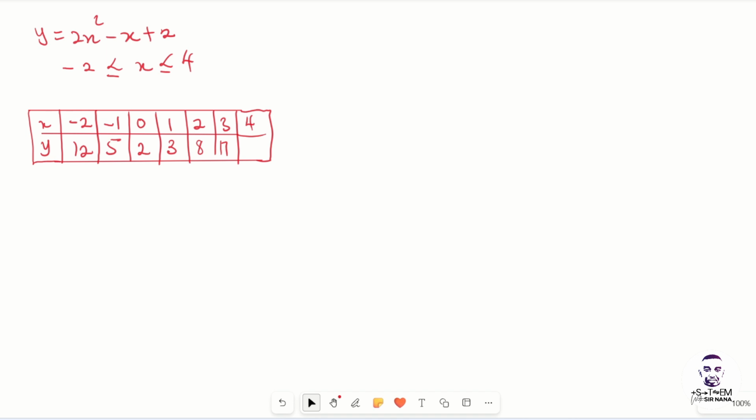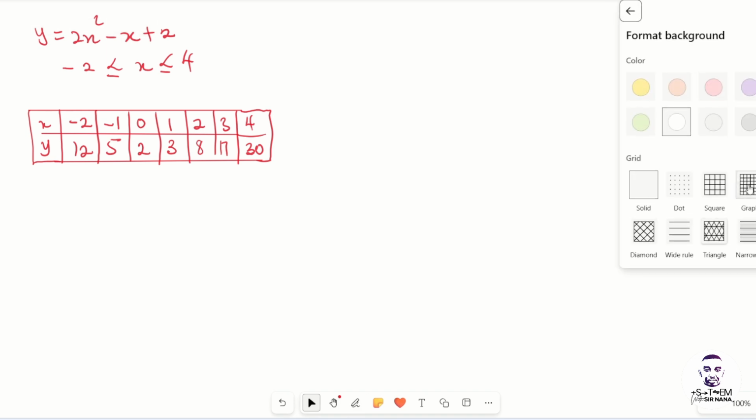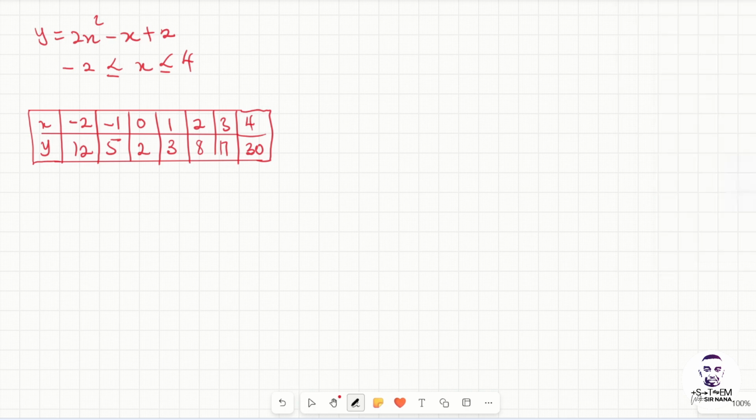And then finally, when x is 4, the value of y is going to be 30. So when x is 4, the value of y will be 30. So we've gotten all our y values. So in this case, we want to plot the graph of this function, right? So we want to pick a graph so that we plot the graph of this function.